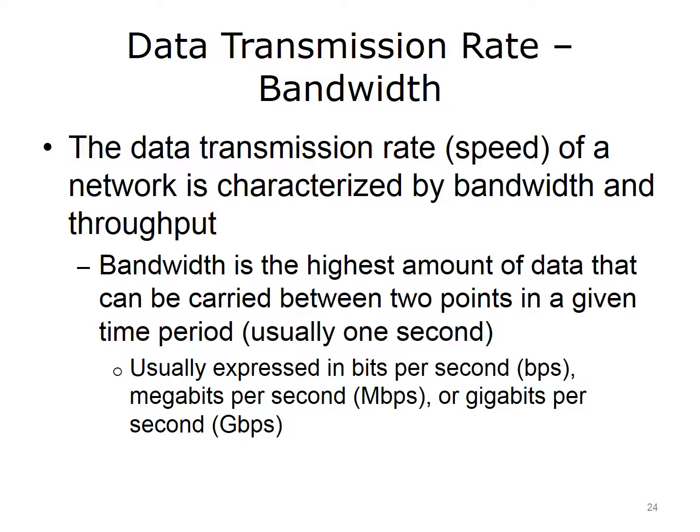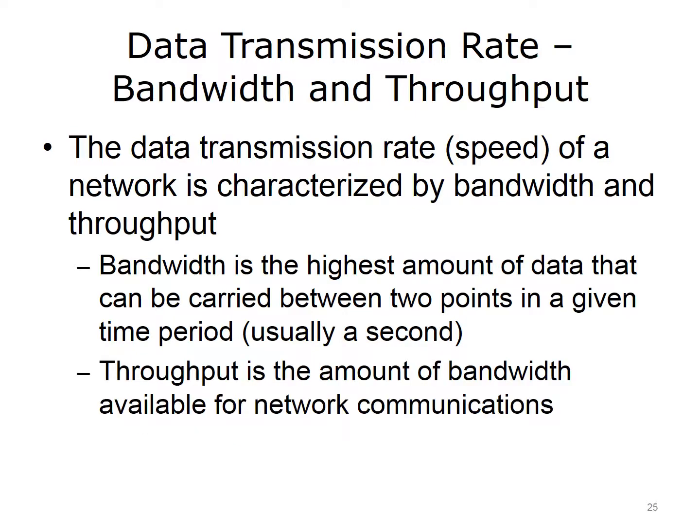Bandwidth is the highest amount of data that can be carried between 2 points in a given time period, usually 1 second. Common bandwidth units are bits per second, or BPS, megabits per second, or Mbps, or gigabits per second, GBps. Throughput, on the other hand, is the amount of bandwidth that is available for actual network communications.